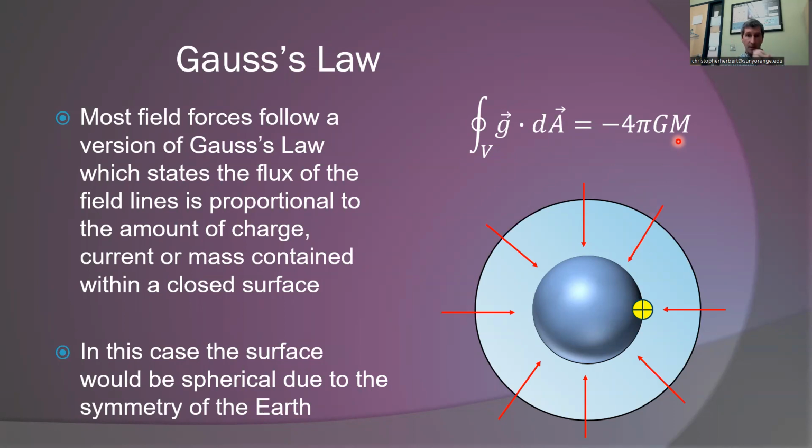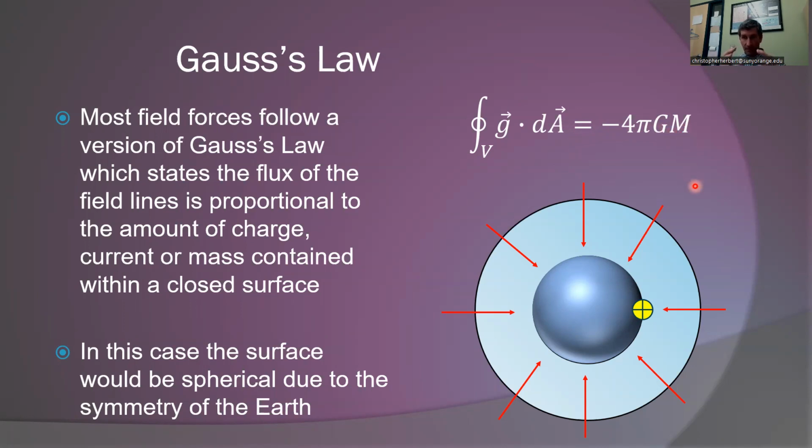Okay? This is a very, very important point. The vector g, which is the acceleration of gravity, when I integrate it over the entire surface, this outer spherical surface that I've surrounded the Earth with, is going to be constant. It is going to be negative 4 pi G, the universal constant of gravity, times whatever mass is there in the Earth.